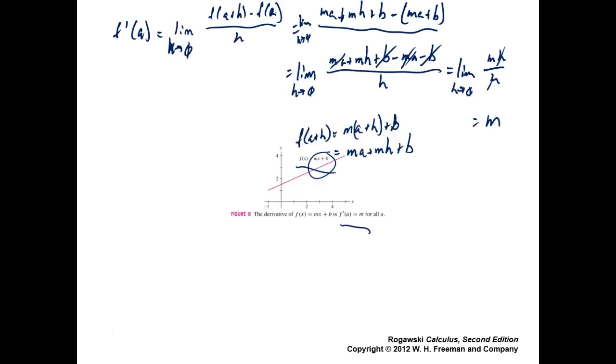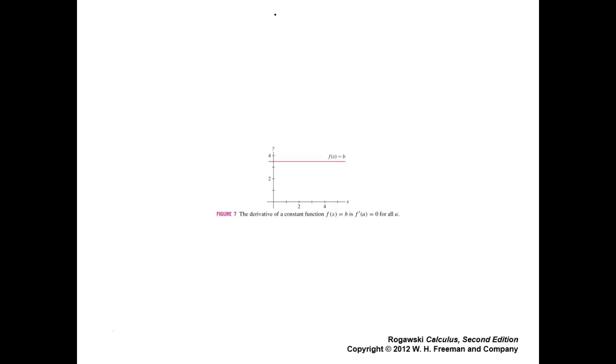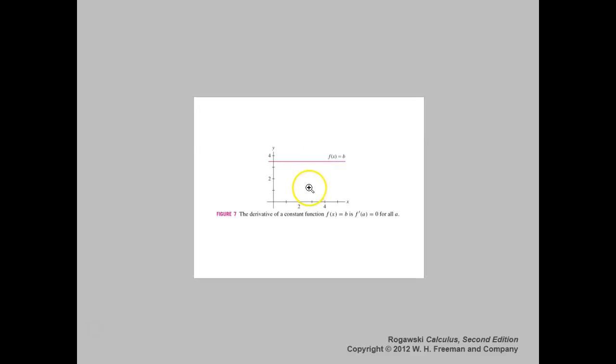Now, one other little deal here. What if that slope is not plus 1 or minus 3 or plus one-half or whatever, but what if that slope happens to be 0? Then guess what we've got there? If f of x is equal to b. In other words, the slope m is 0, so all you have is a b. Okay, they have the slides out of order. This is what that looks like.